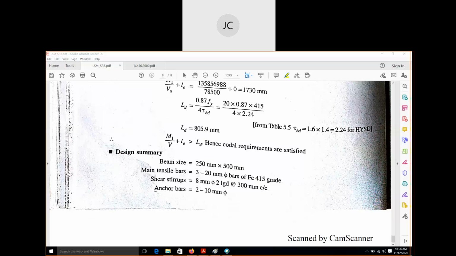Okay, next. Can anyone tell me what these anchor bars are? Does anyone have any idea about anchor bars?